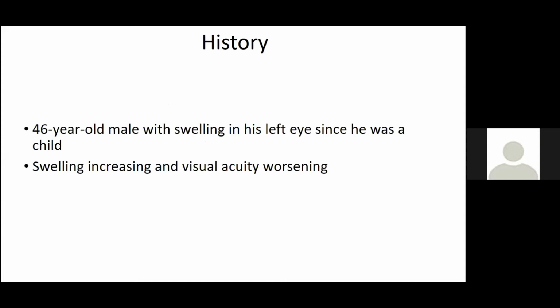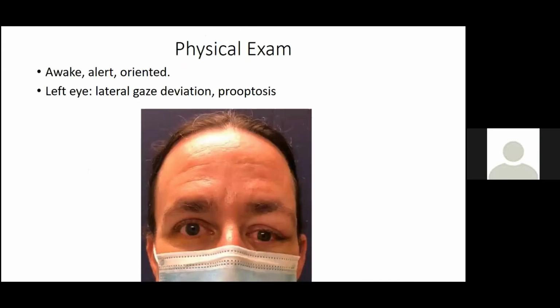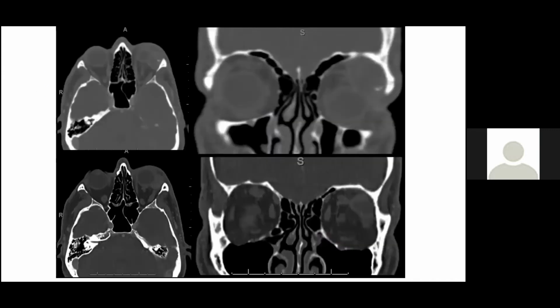So the first patient is a 46-year-old male who had swelling in his left eye since he was a child. Although over the last 2 to 3 years, the swelling increased and his visual acuity worsened. This is a picture of him. He had left eye lateral gaze deviation and proptosis, but was otherwise neurologically intact. His visual acuity was worsening at the time of this presentation, so he got a CT of the orbit as well as an MRI.